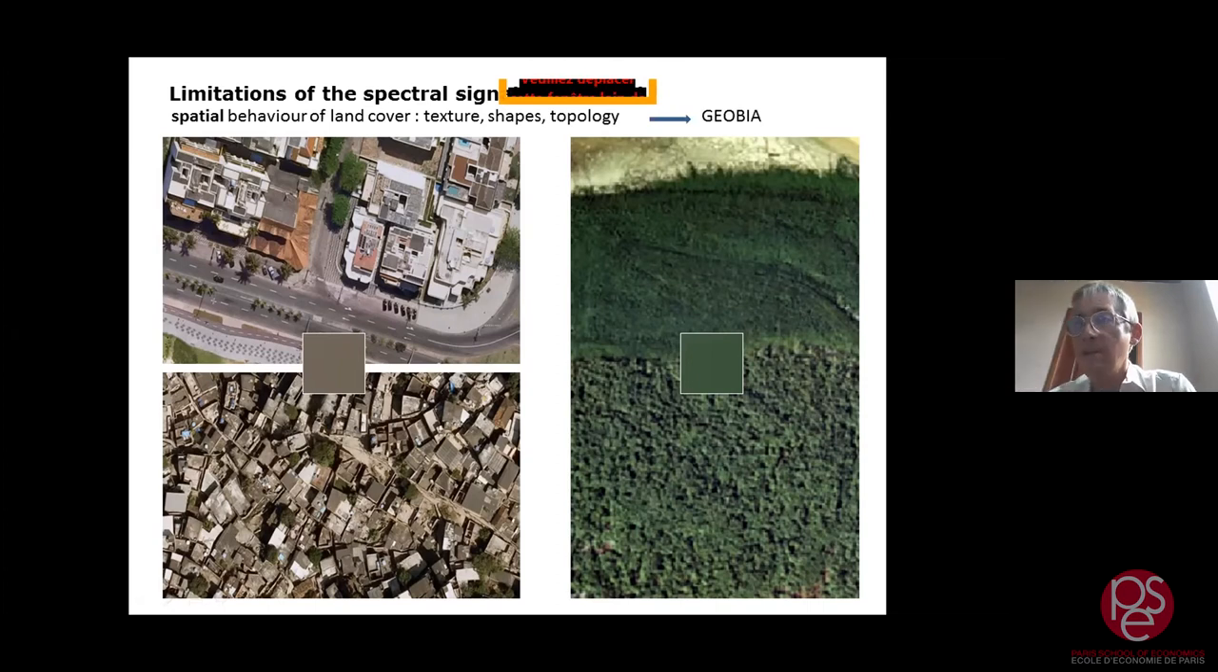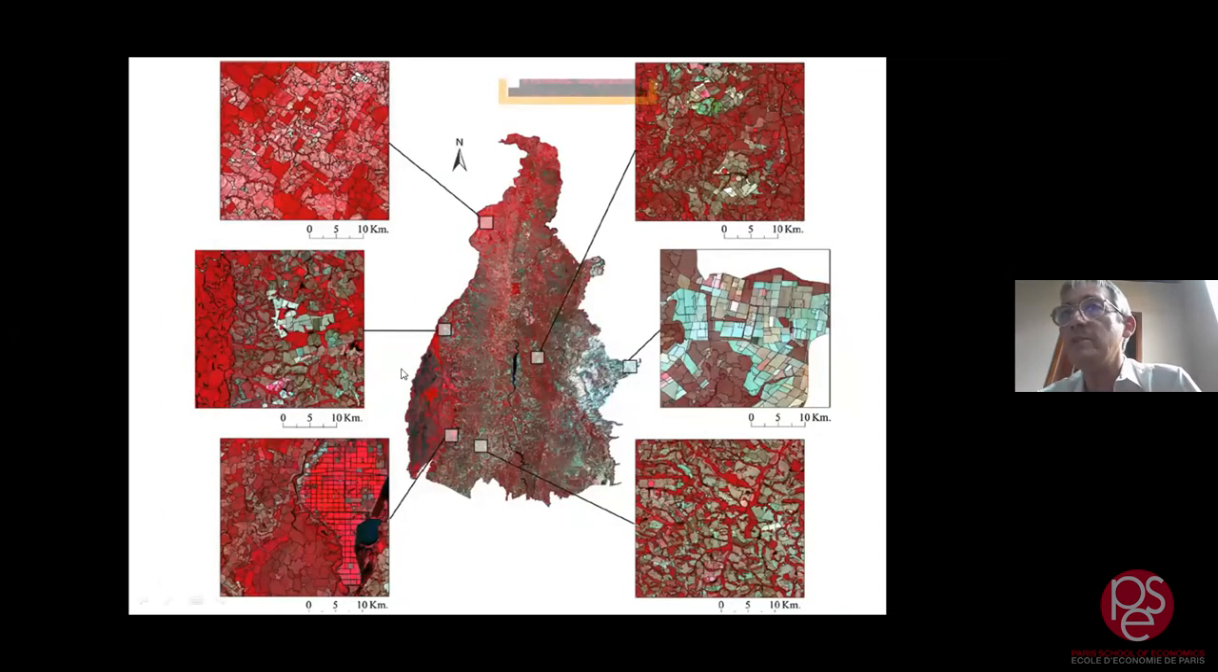So this is a branch of remote sensing where people try to consider some other object properties and not only spectral properties at pixel level. So another example here, this is a Brazilian state, very rural, the state of Tocantins. And here there is a zoom, which shows that an automatic classification of the shape of the objects shows that we don't have the same patterns of the landscapes.